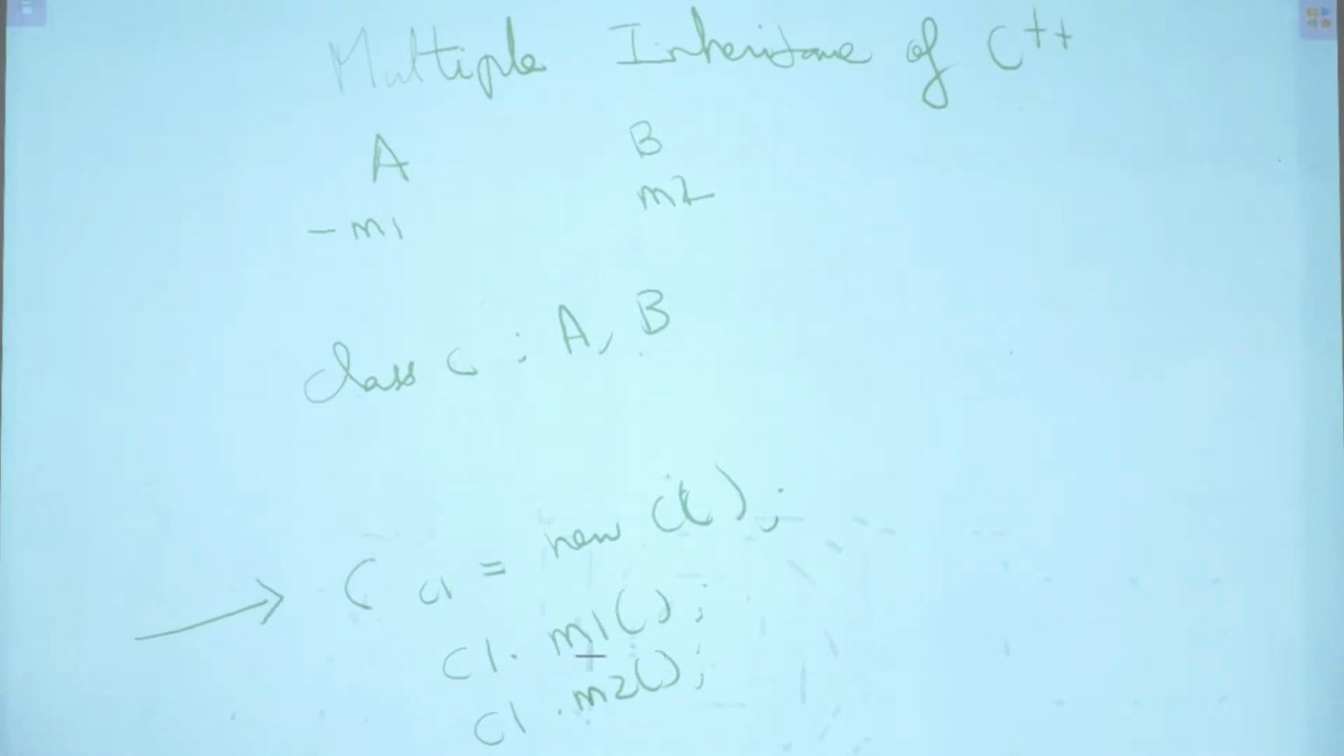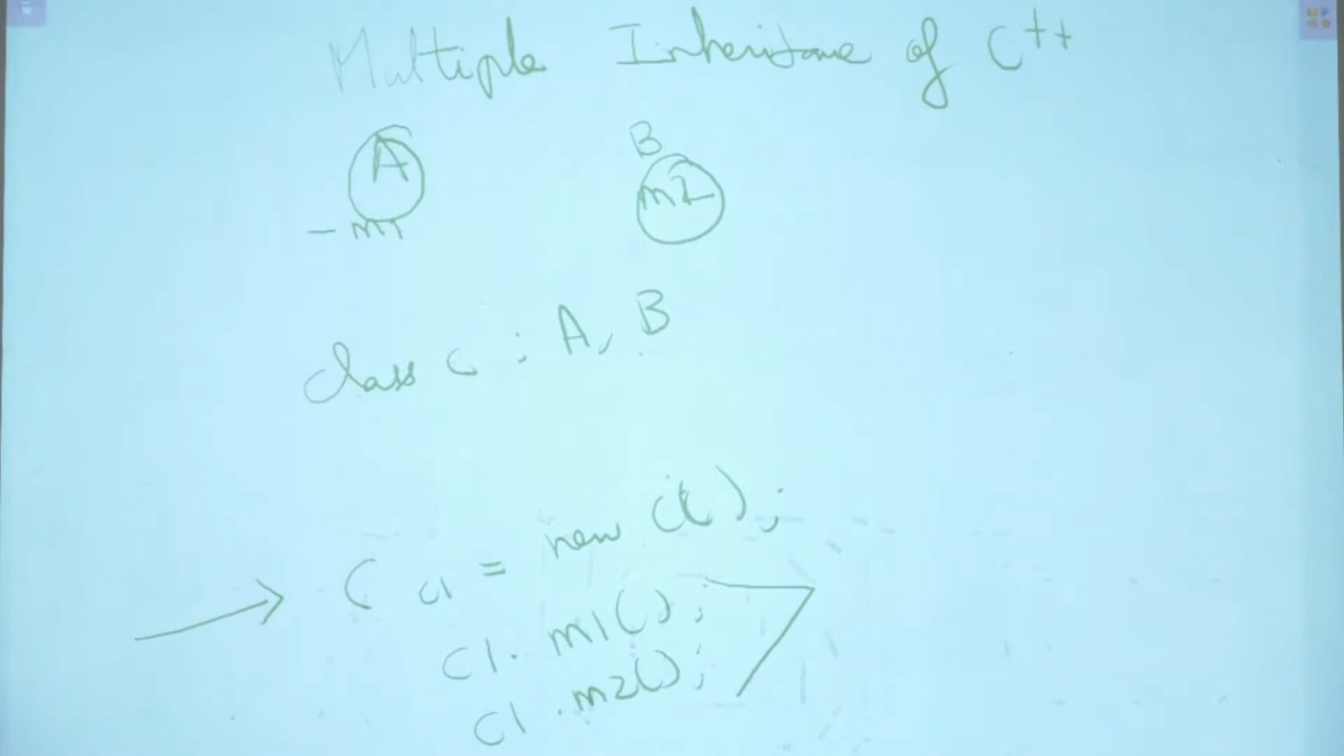And look at the way I am getting the benefit. I am getting M1 from A, I am getting M2 from B, and I am able to invoke on an object of class C, which is C1, both M1 and M2. So I am getting these behaviors partly from A, partly from B. Of course, we know this leads to problems later. We'll talk about it in a moment.